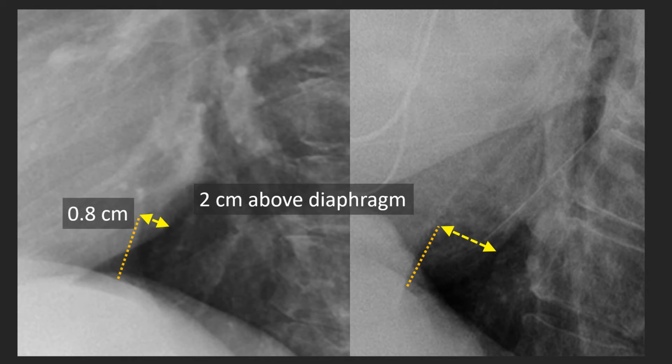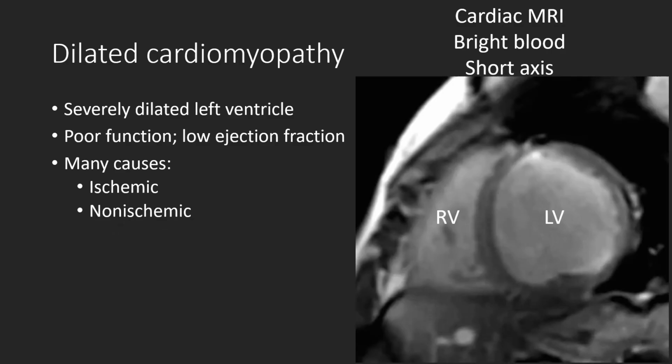We can see on the normal person on the left, it measures 0.8 centimeters, and on the right, it measures 2.2 centimeters. There's considered to be left ventricular enlargement when this measurement measures greater than 1.8 centimeters. The bottom line here is that as the left ventricle enlarges, the posterior aspect of it becomes more and more posteriorly located, further away from the IVC reflection.